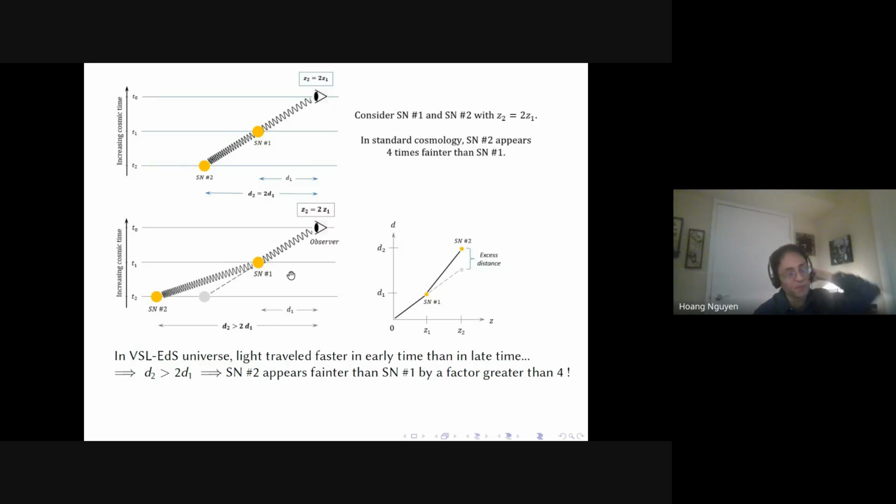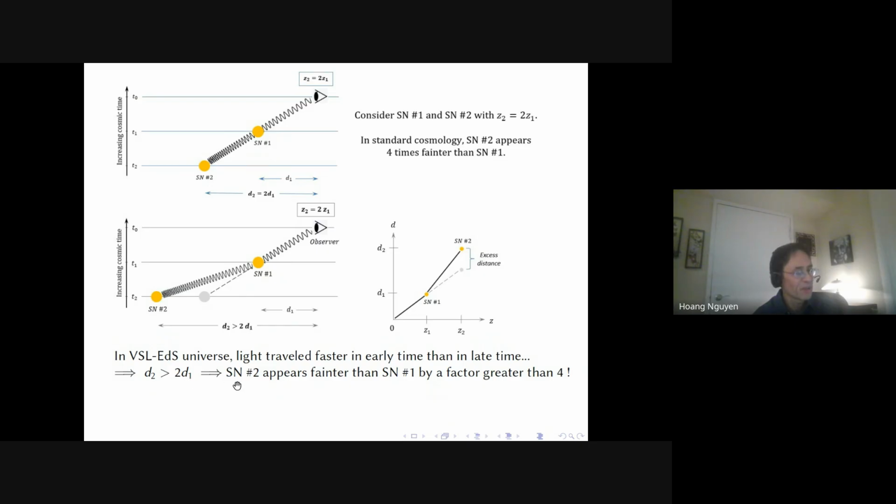consider the case with the VSL. In the VSL EDS universe, the light will travel faster in the past than in recent time. And that means that even though supernova 1 is here, supernova 2 is not here anymore. It has to start somewhere further because the speed of light travels faster in the past. And so with the same amount of time, it covers a longer distance than this one. Okay, this one covers this D1, but this covers this segment longer than this one. And so this one is not here anymore, it moved here. And so therefore D2 is more than 2 times D1.